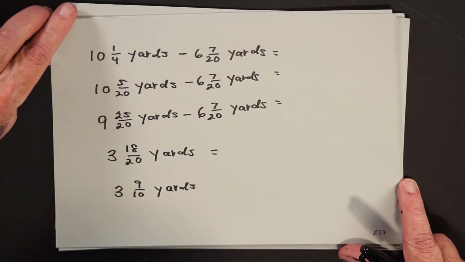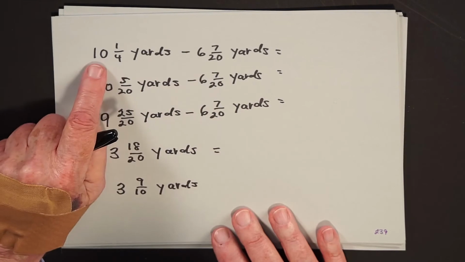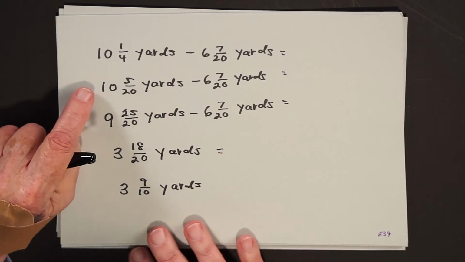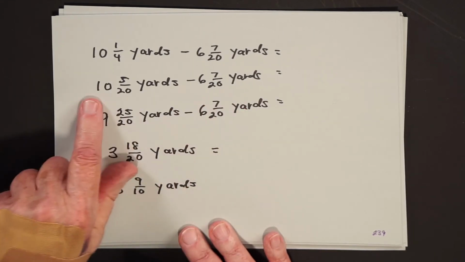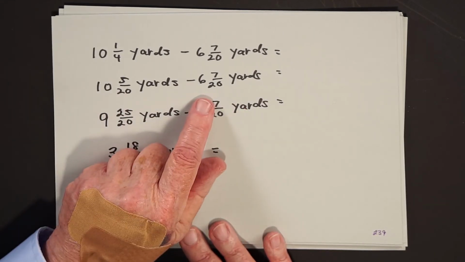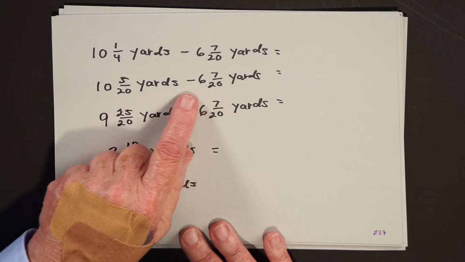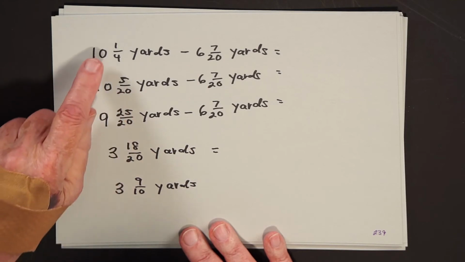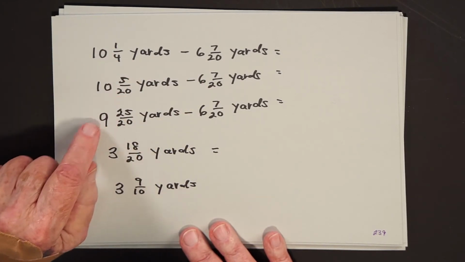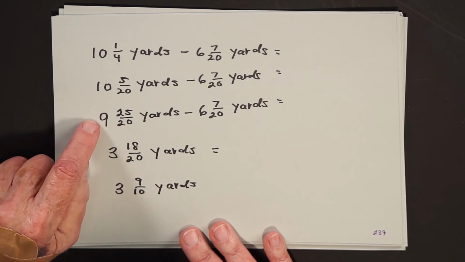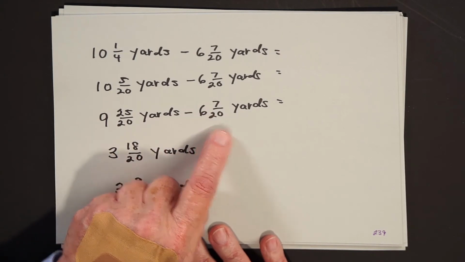So anyway, to finish this problem off, all I have to do is subtract 6 7/20 yards from 10 1/4 yards, and I'll do that without converting everything into 20. I'll just subtract using mixed numbers. I can't subtract unless the denominators are the same, so I'm going to rewrite the 1/4 as 5/20. So I now have 9 25/20 yards minus 6 7/20 yards.